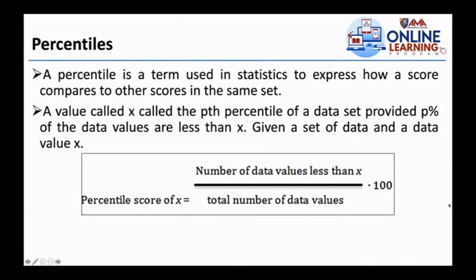So a percentile is a term used in statistics to express how a score compares to other scores in the same set. A value X is called the P percentile of a data set provided P% of the data values are less than X. Given a set of data and a data value X, this is the formula. You'll understand this better with the example.